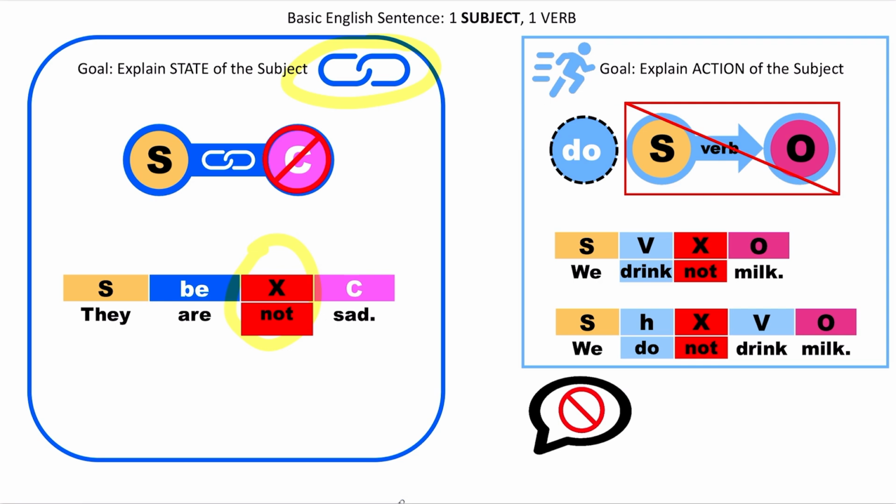If it's a different verb, then we have to cancel the whole thing. We drink not milk. This is wrong because we don't drink. We want to cancel the verb too. So we have to add do. We do not drink milk.